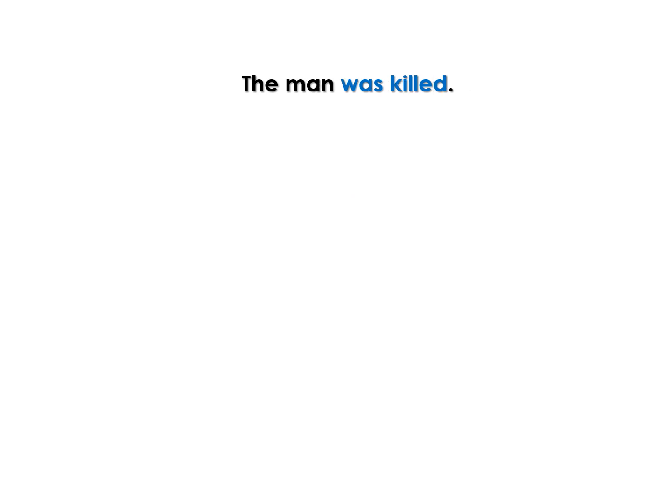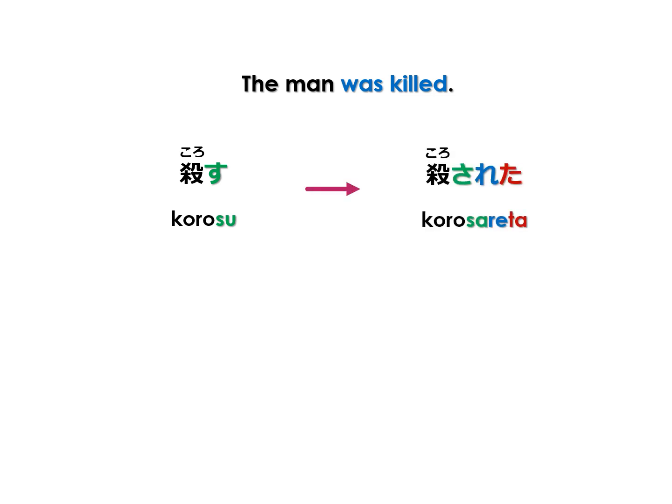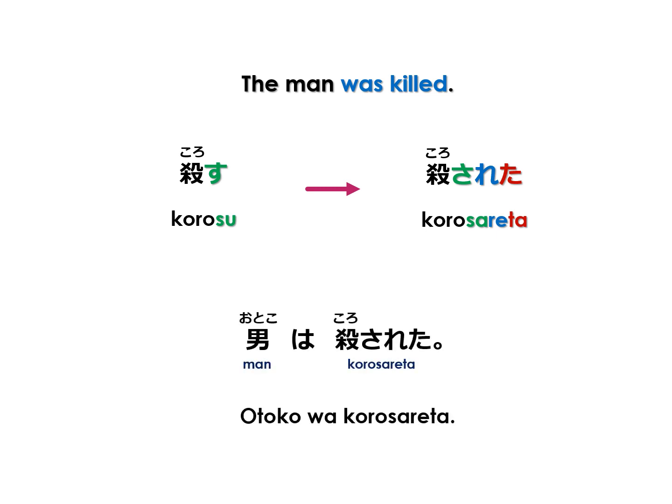Here's another one you frequently hear, unfortunately. The man was killed. Often when it's reported in the news, they don't know who the murderer is yet, so the passive construction is the only way to report it for now. To kill or will kill is korosu. Past tense passive is korosareta. And so the whole sentence: otoko wa korosareta. The man was killed.